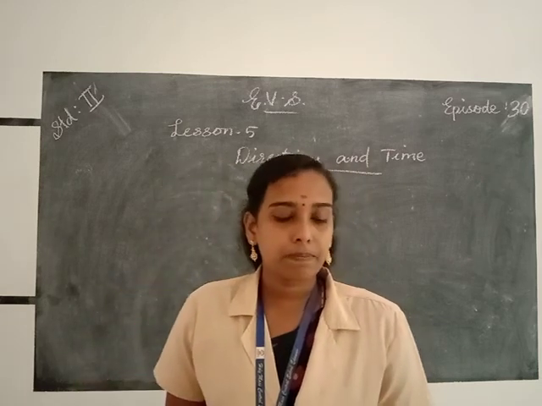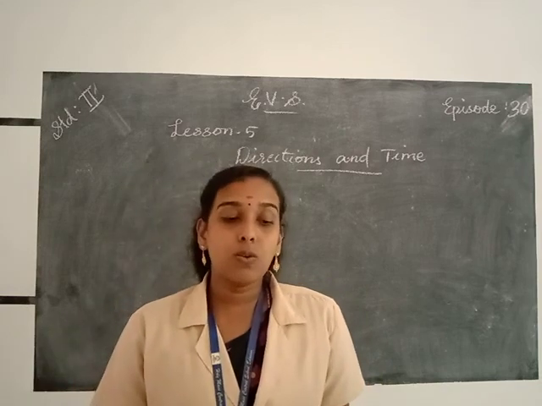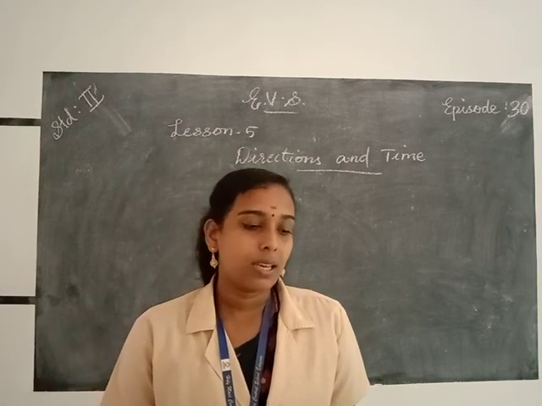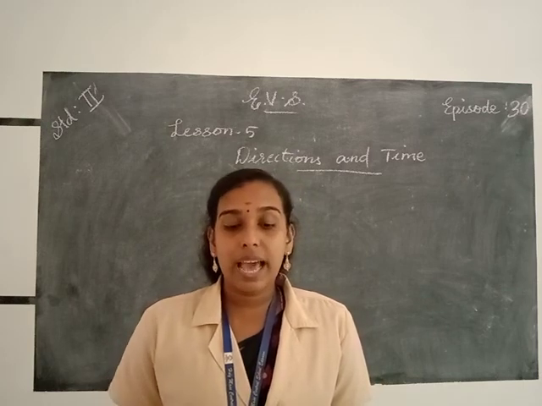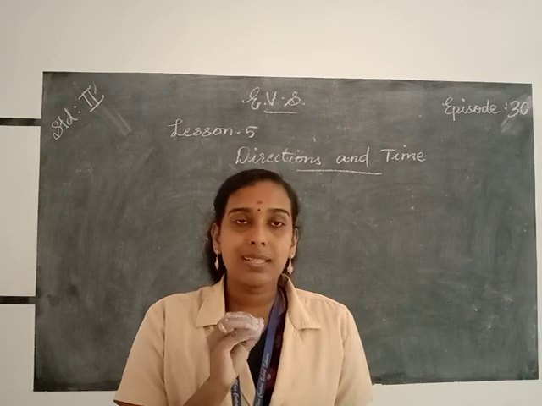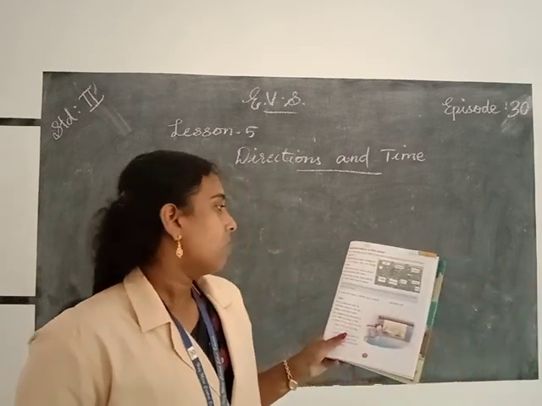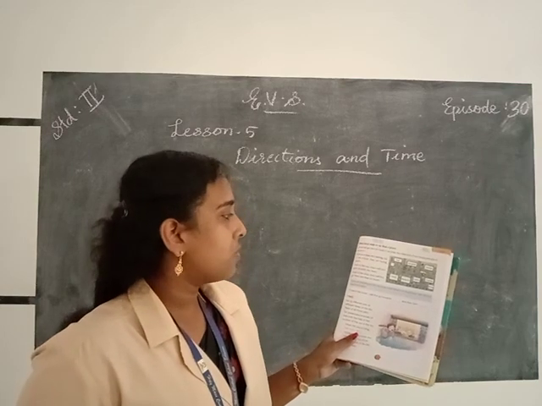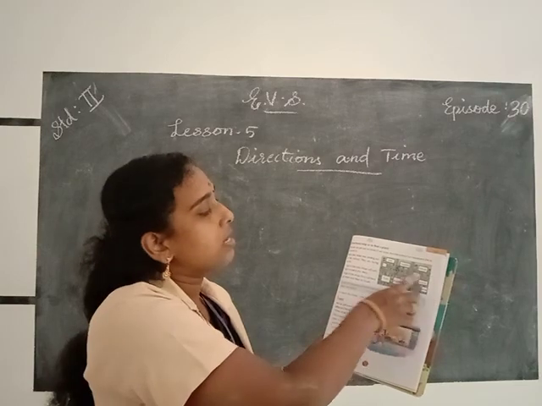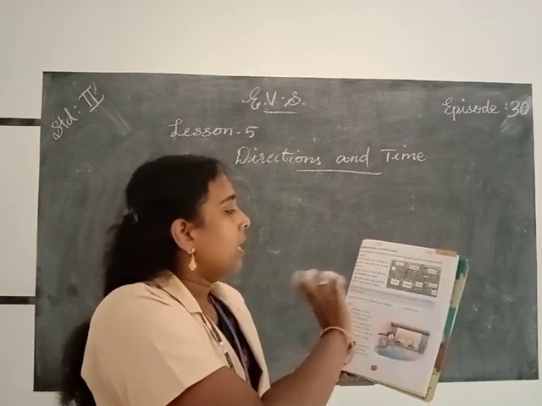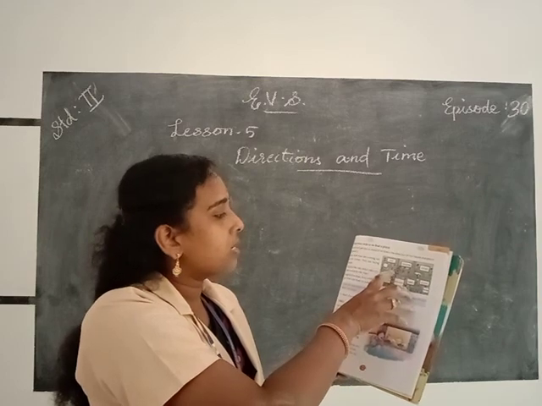Then the next page. Directions help us to find a place. We do not get lost on roads if we know the direction of our house and places around us. And here say, count. Rosie and Arjun are coming out of the school. They are facing south direction. And to go to the zoo, Arjun will turn right towards the west.